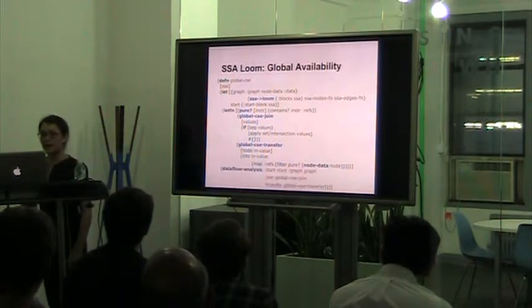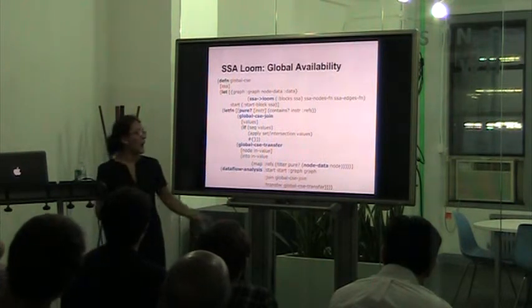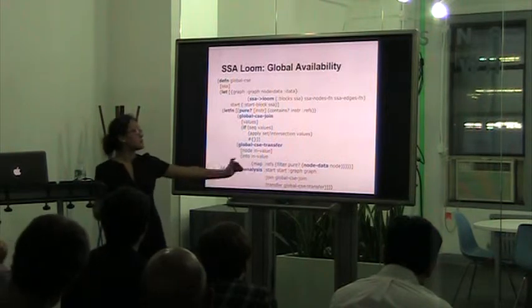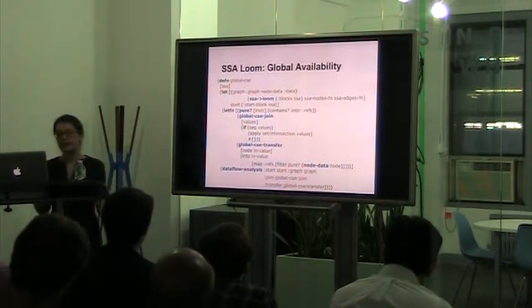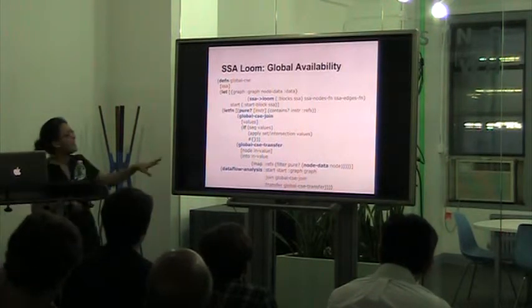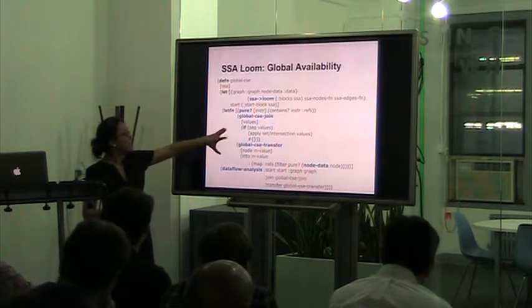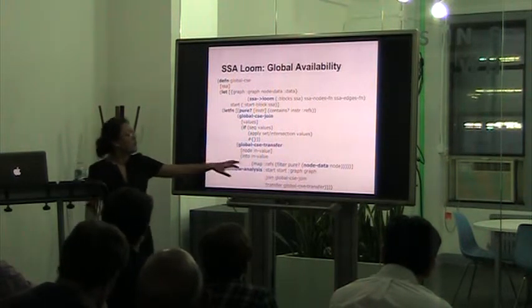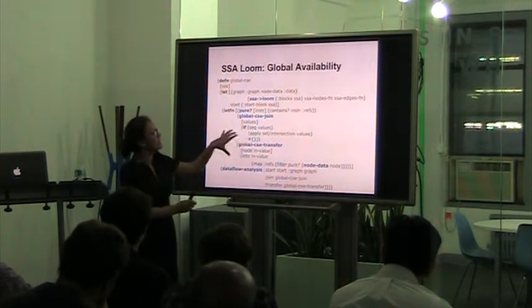Okay, so now we have everything we need. We have our start node, we have our graph, we defined our join function, and we defined our transfer function. So we can just use the data flow analysis as is. Notice that this let fn, what we did is we closed over this function for this algorithm. So we used all the Loom and all the SSA-specific data inside this loop.